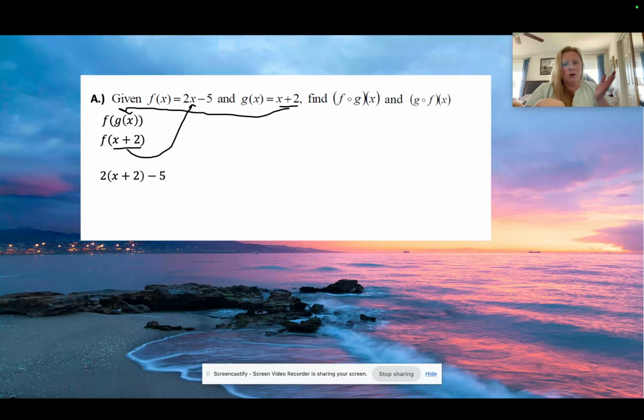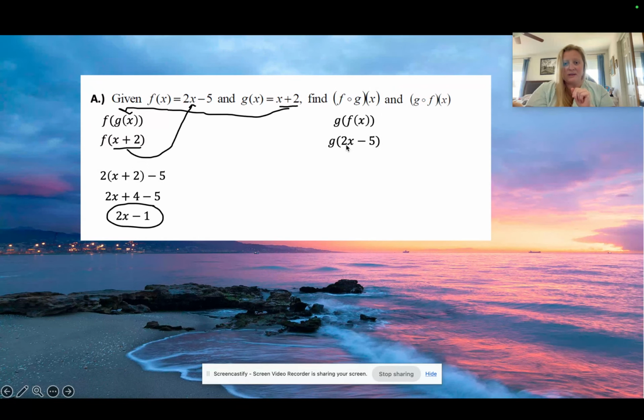That's the hard part. After you do that, it's just your basic pre-algebra: distribute, combine like terms, and you're done. Then we're going to switch it. This time we're going to have G of F of X, so it'll look like that. Again, we look inside first.